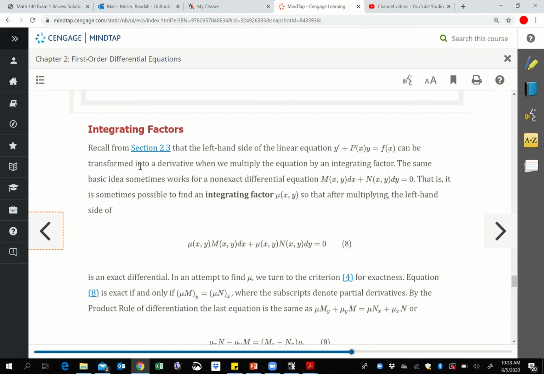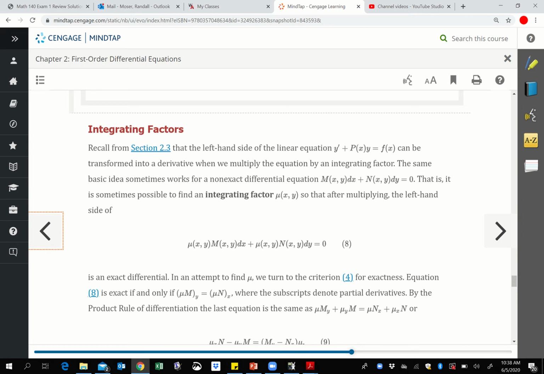The next thing we're going to look at is the idea of integrating factors as it pertains to exact equations. We recall from section 2.3, we saw an integrating factor for the linear differential equation y prime plus p of x y equals f of x. And that integrating factor, if you remember, was e to the integral of p of x dx. And that was able to allow us to turn the left-hand side into a total differential.